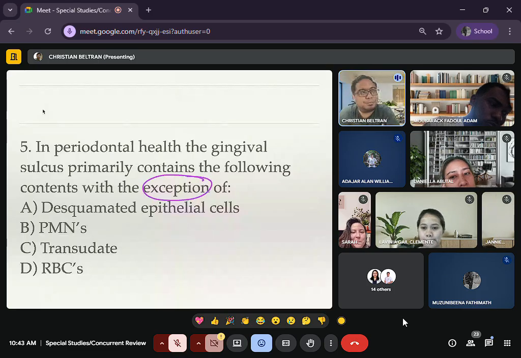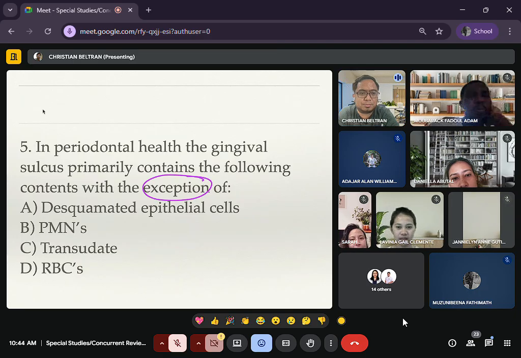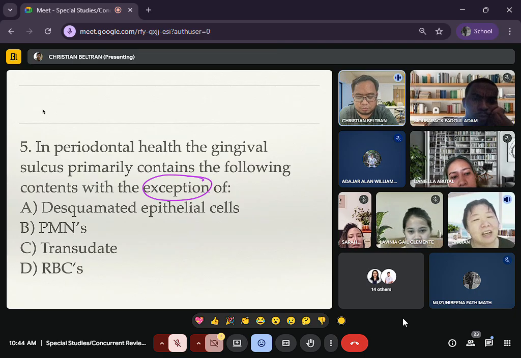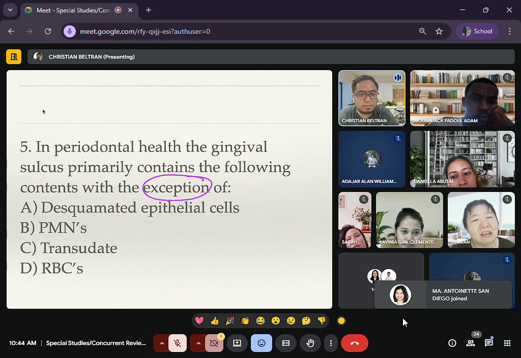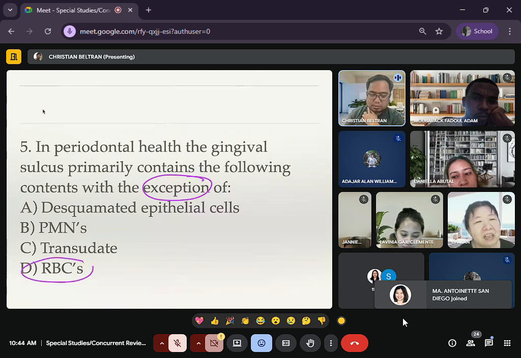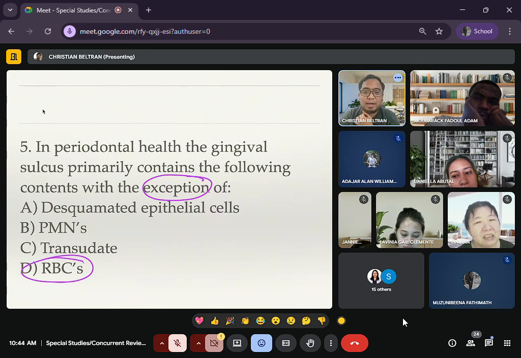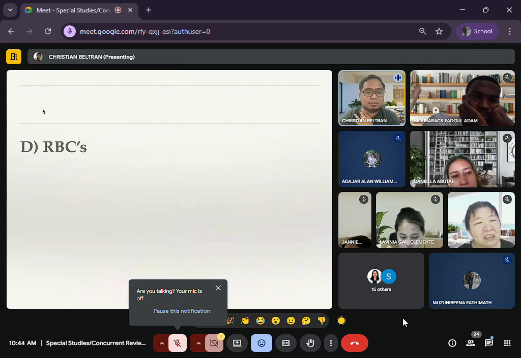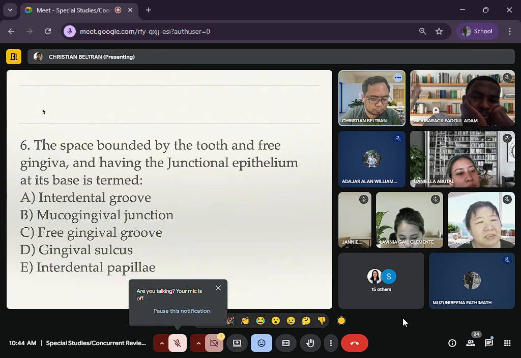In an inflamed gingiva, when you probe, it easily bleeds. So knowing that, what's the answer here? In a healthy periodontium, the answer is D, the red blood cells, because there's no bleeding, an absence of bleeding. So RBC. Number 6.